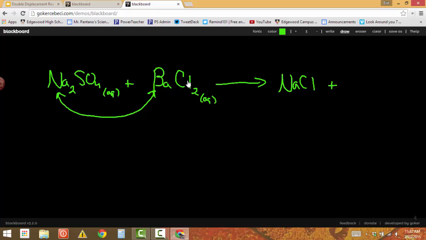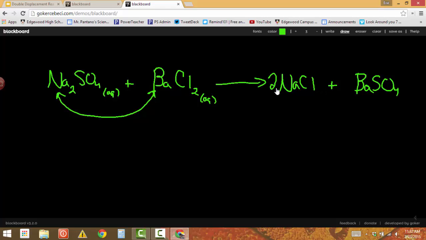Barium will go with sulfate, +2 and -2, so that's just BaSO4. When you write your formulas, write them the way you know how to write your formulas. Don't worry about what's written here. I know there's a 2 there, but I don't put a 2 here because when sodium and chlorine get together, there is no 2. It's just NaCl. I'll take care of it when I balance right now.